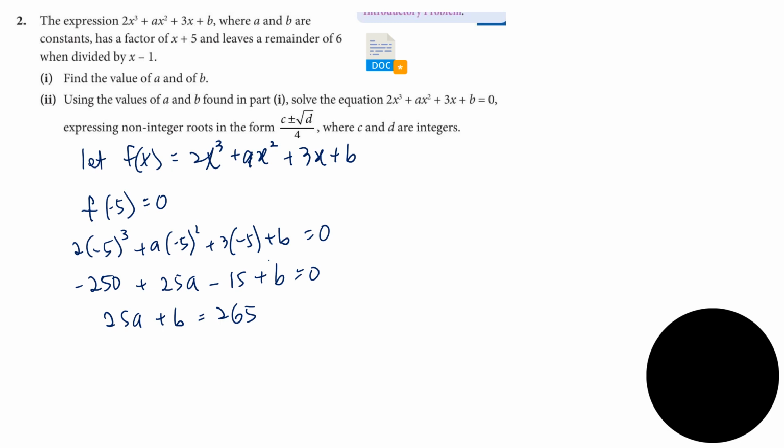Okay, then the next one, you can consider the next part. Leaves a remainder of 6 when divided by x minus 1. It means f(1) will give you the remainder, which is 6. Okay, so you substitute it inside. Can you try yourself?